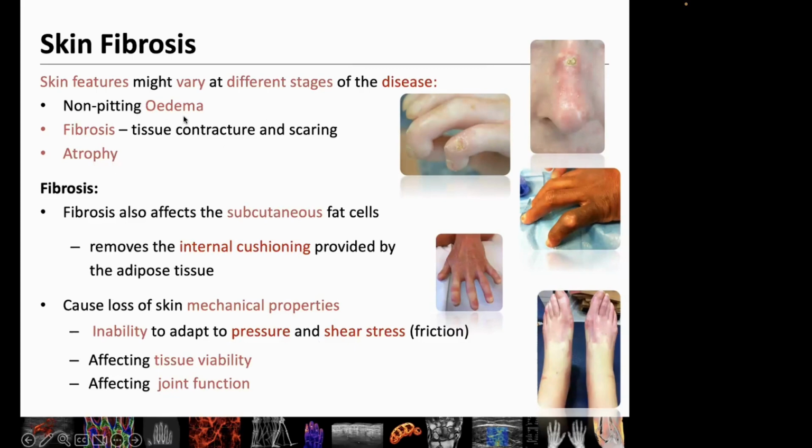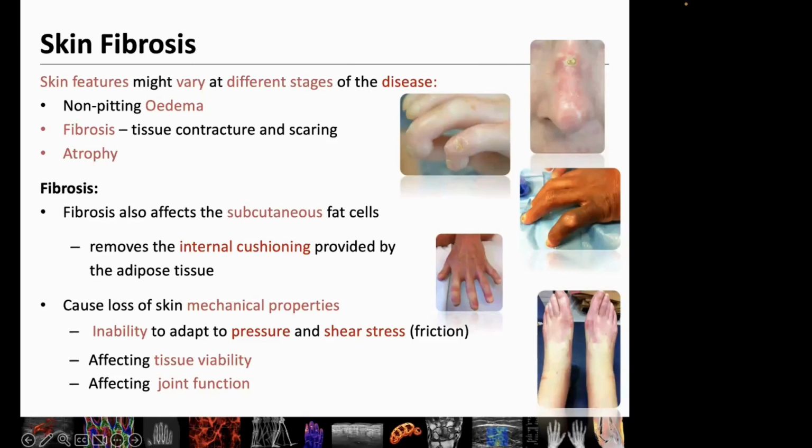So basically, the skin changes through the disease. It normally has a stage where it's more like edema, more swollen and puffy, and then it goes to the fibrosis stage, and then it becomes the atrophic stage, most of the time. So what happens when we get fibrotic skin is the skin loses its biomechanical properties.